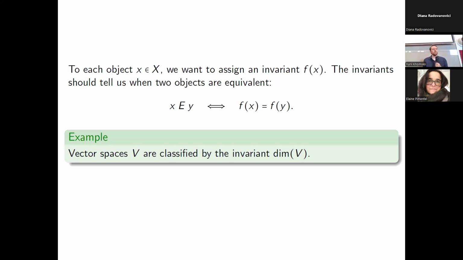Maybe an example from the beginning of undergrad is that you can classify vector spaces by their dimension. To each vector space, you associate a number, or I guess a cardinal, its dimension. And two vector spaces are isomorphic if and only if they have the same dimension. So the idea is you now know what all the different vector spaces are.